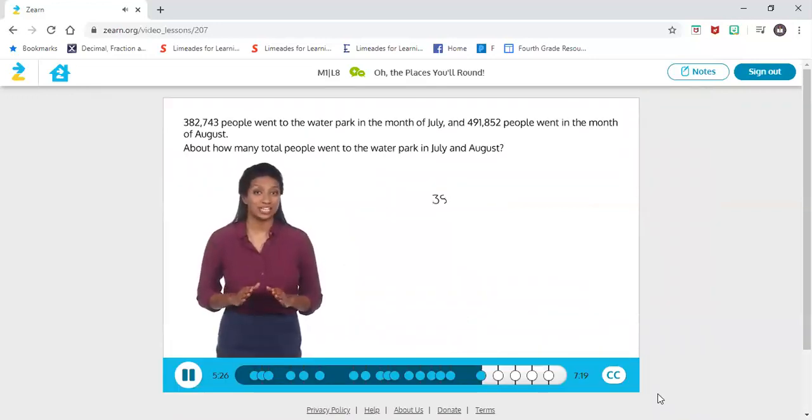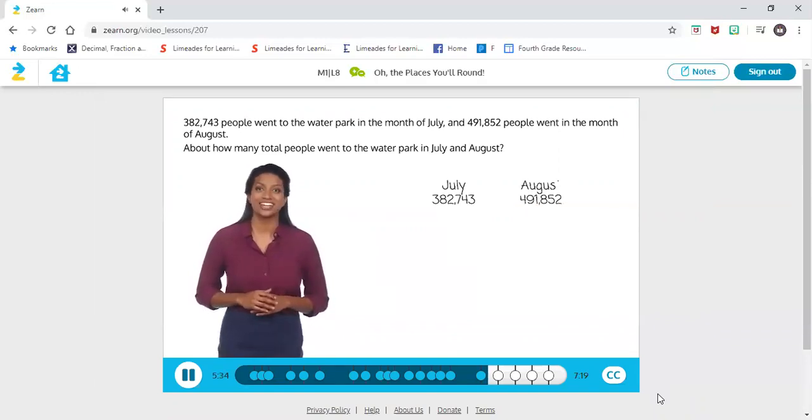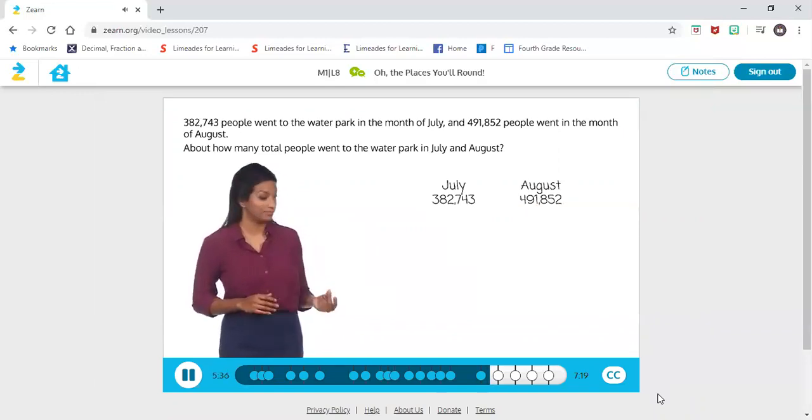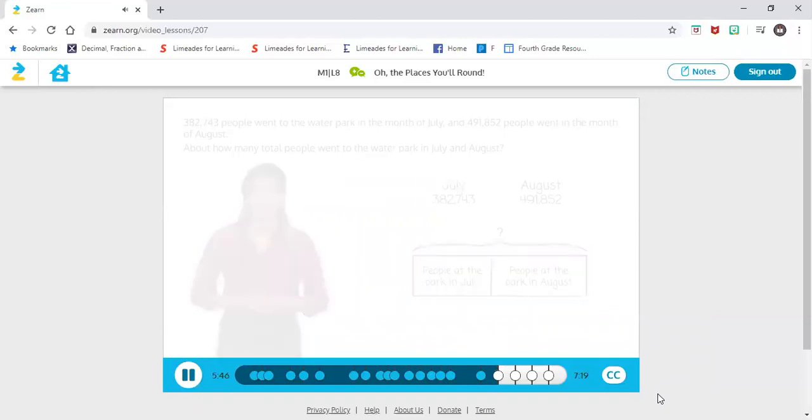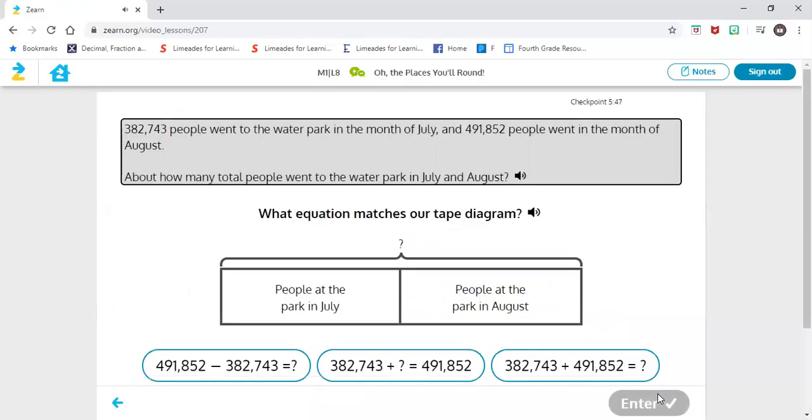We know that 382,743 people went to the water park in July, and 491,852 people in August. Here's our tape diagram. It shows we're finding the total number of people who went to the water park in July and August combined. What equation matches our tape diagram? Okay, so when I'm trying to find the total, I know that I'm adding. And what I'll be adding is my two numbers that I know to give me my total.